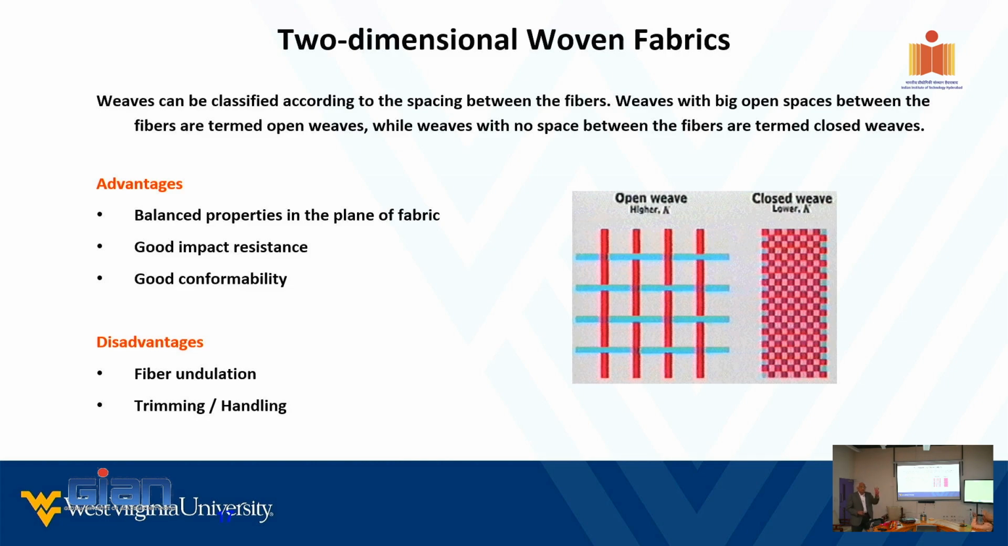Okay, there are three kinds of mats or fabrics we make. What are the three? A stitched fabric, woven fabric, and a braided fabric. They all have certain advantages and disadvantages.